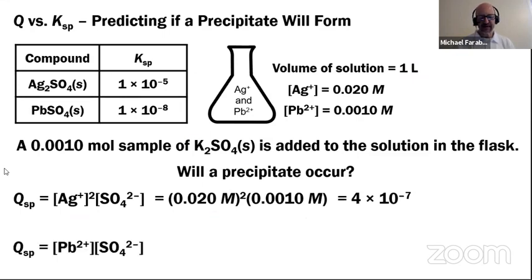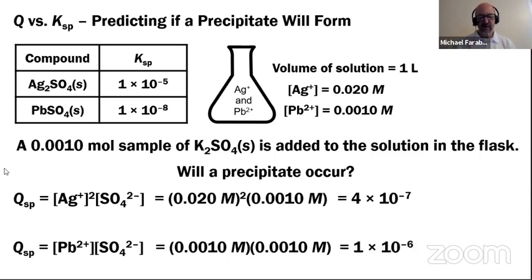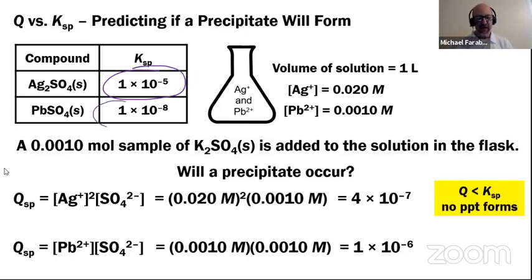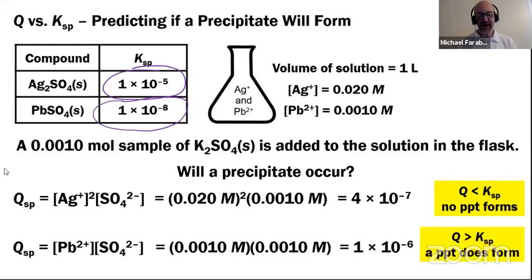Let's do the same for the lead. They gave us a concentration of lead, which is 0.001, and that's also, coincidentally, the amount of sulfate that we have per liter. All right, let's compare it to our KSP. Well, for the silver sulfate, 4 times 10 to the negative 7 is less than the KSP, so no precipitate forms. And for the other one, the 1 times 10 to the negative 6 is greater than the KSP. So a precipitate of lead sulfate would form, but a precipitate of silver sulfate would not form.